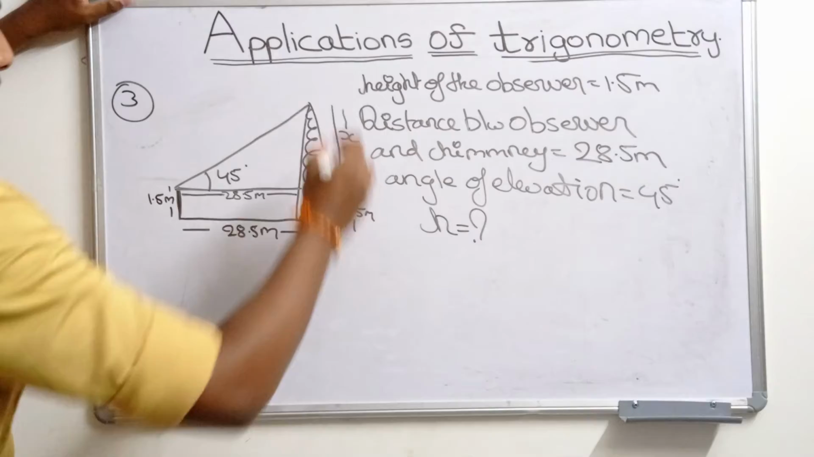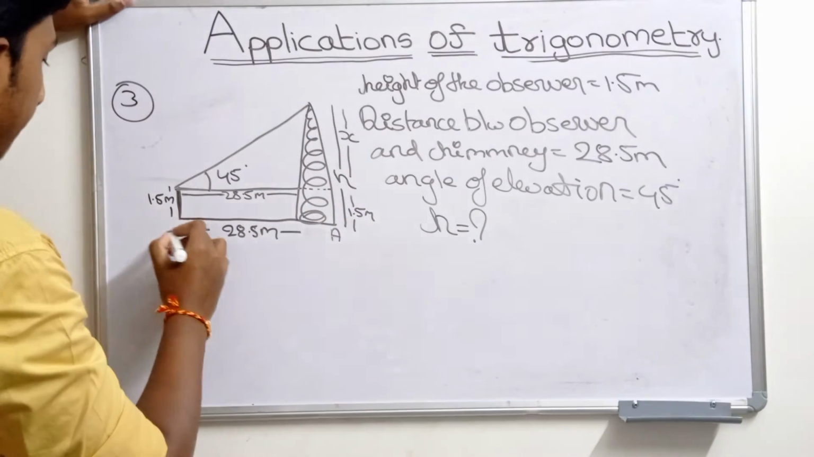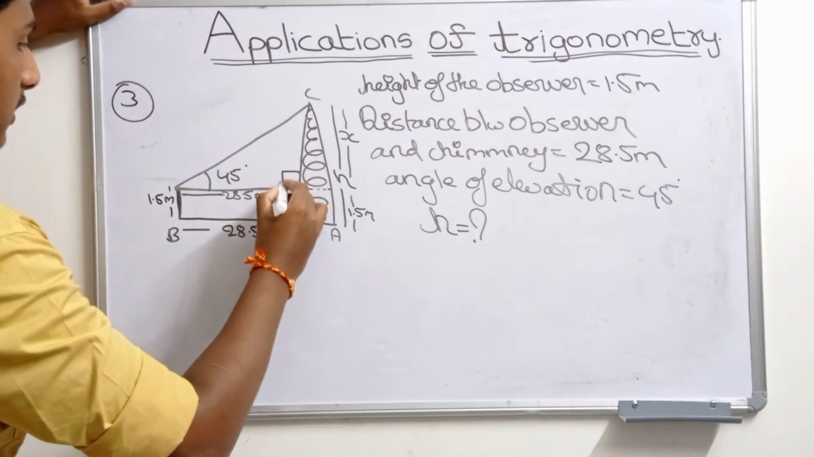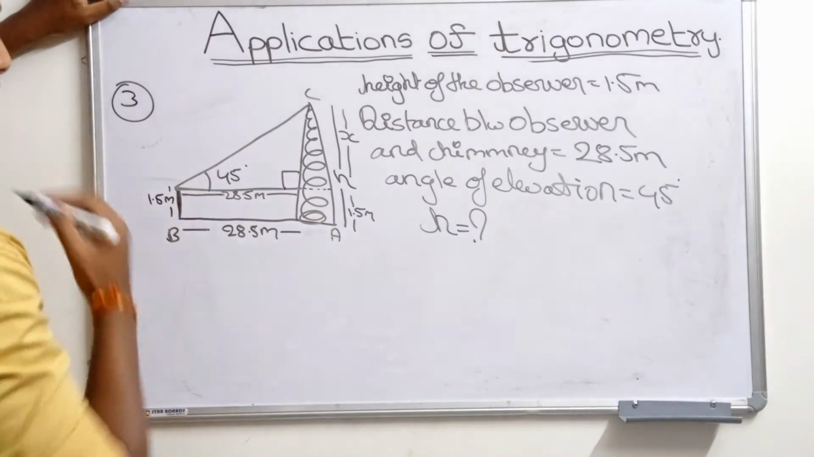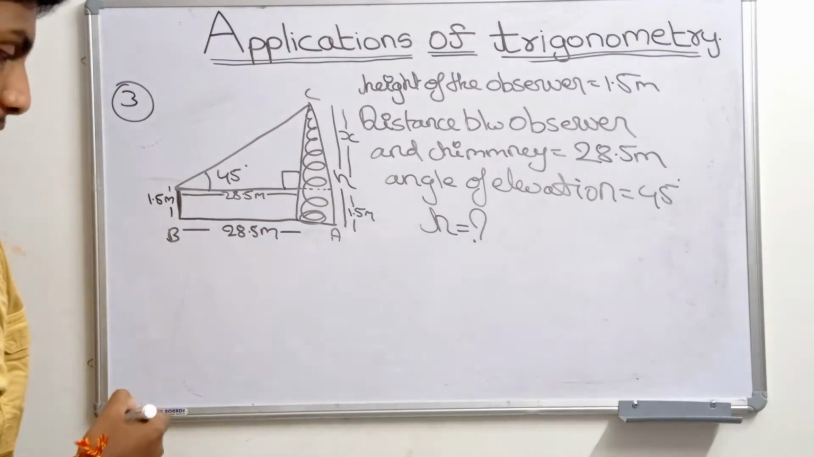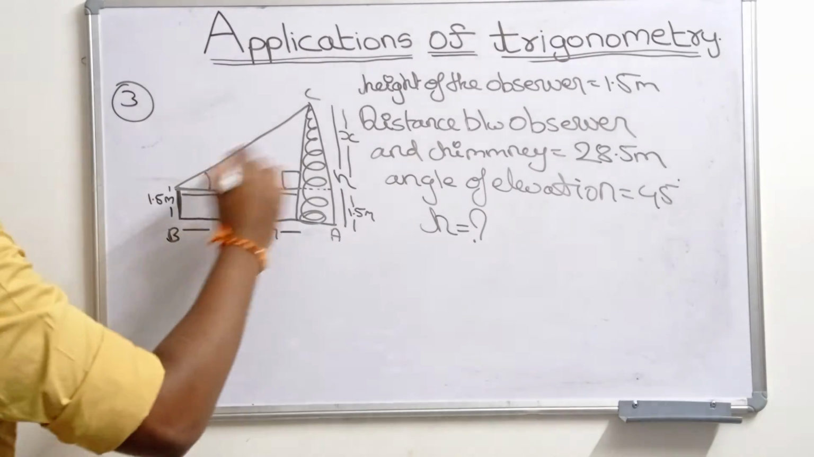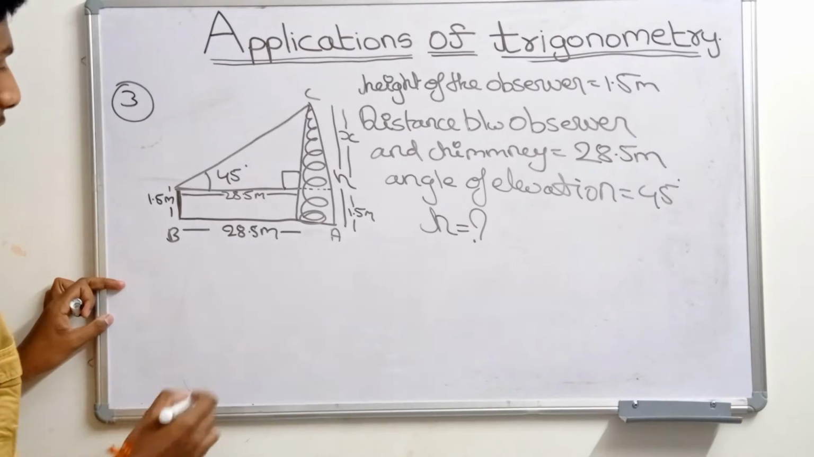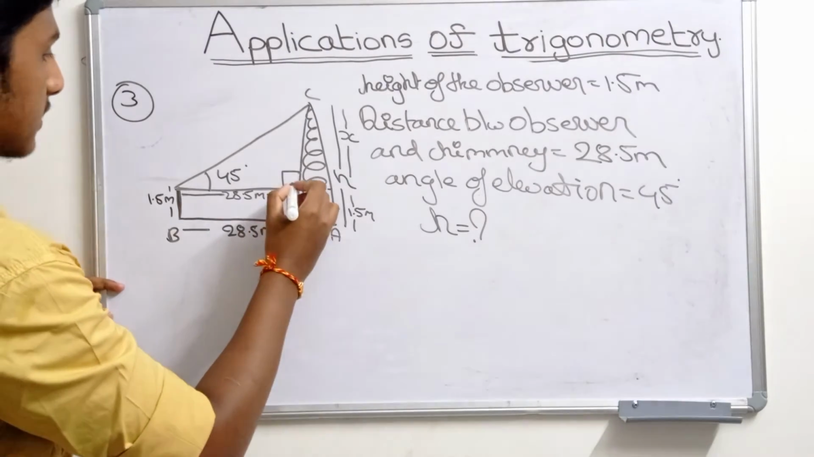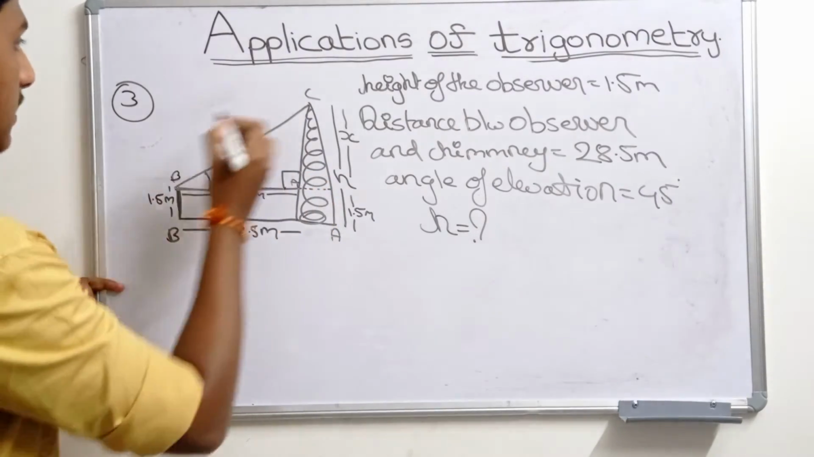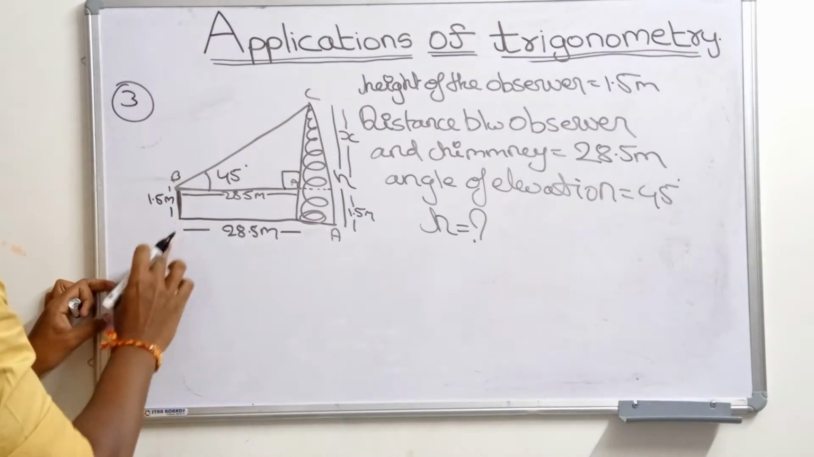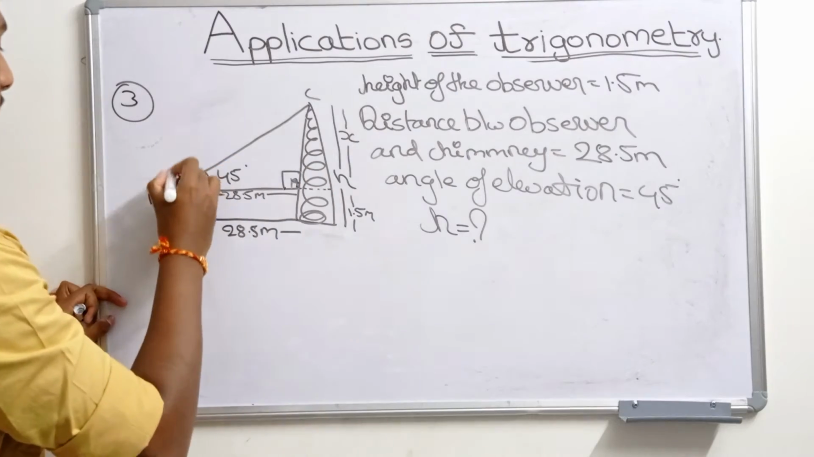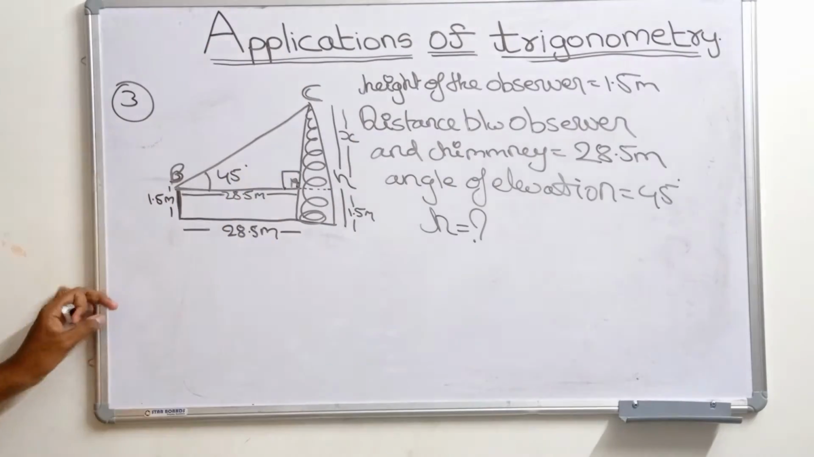So we start solving. A, B, C. This is the hypotenuse, A, B, C. Okay guys, first, the size of the observer is 1.5 meters. We'll consider this as A, this as B, this as C. Not this. Just a minute, sorry for the inconvenience. This as A, this as B, this as C.